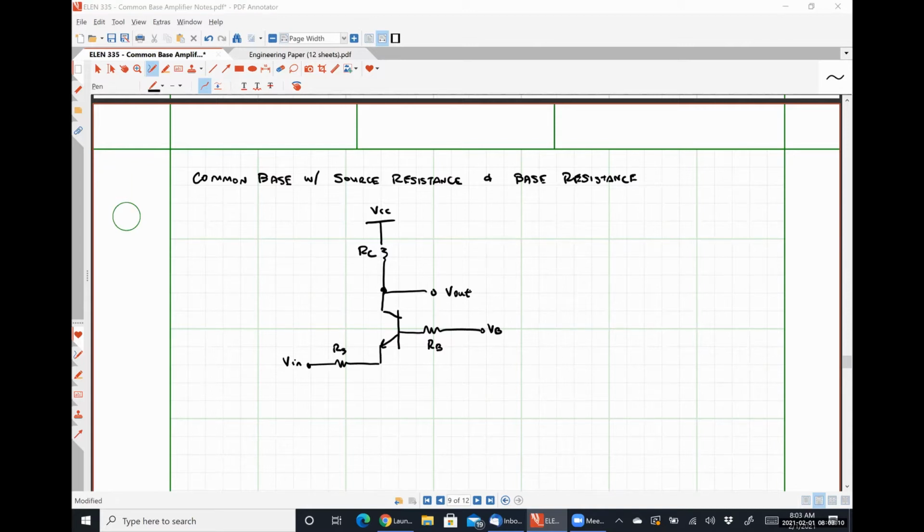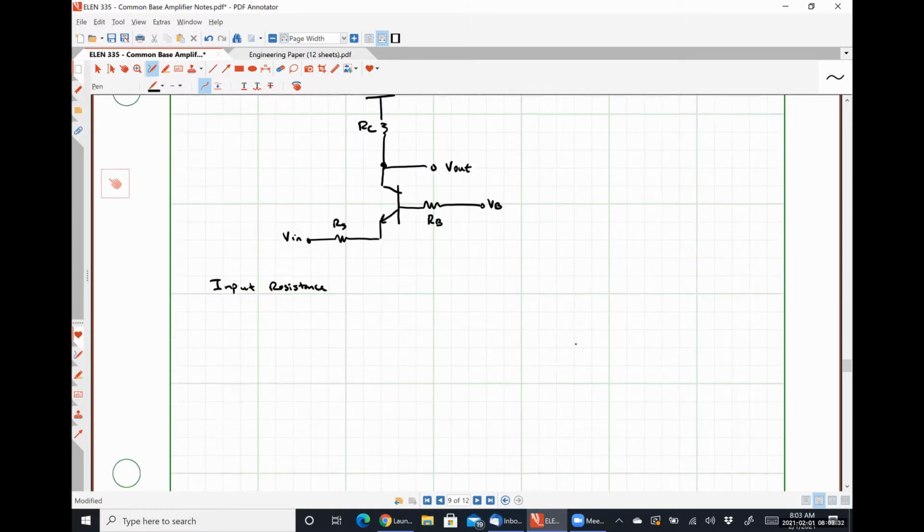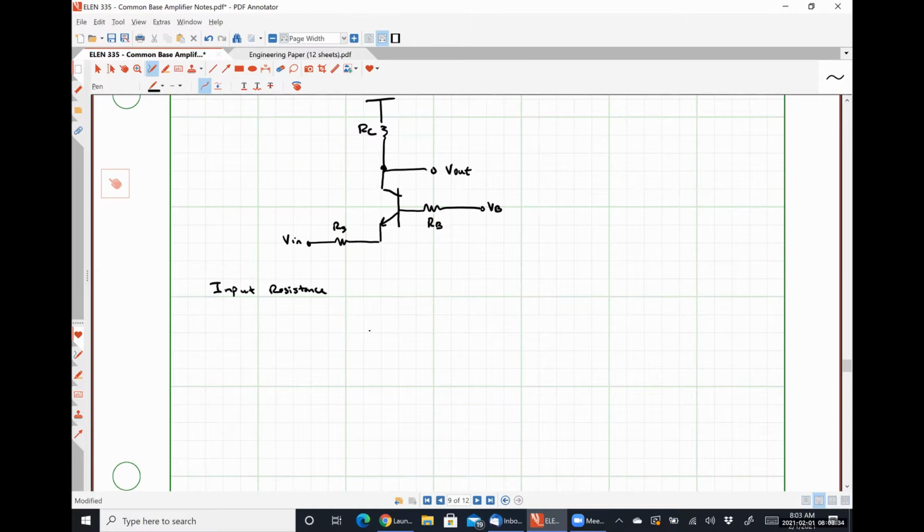Sorry, let me just pop over here to chat. All right. So let's figure out what our amplifier parameters are for this particular configuration, starting with our input resistance as usual. So in this particular circuit, if I turn everything off that needs to be off, it should look fairly familiar.